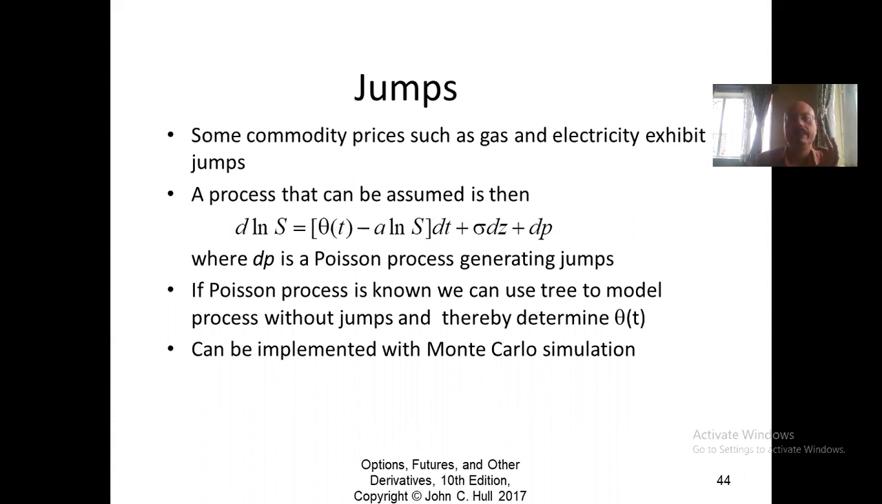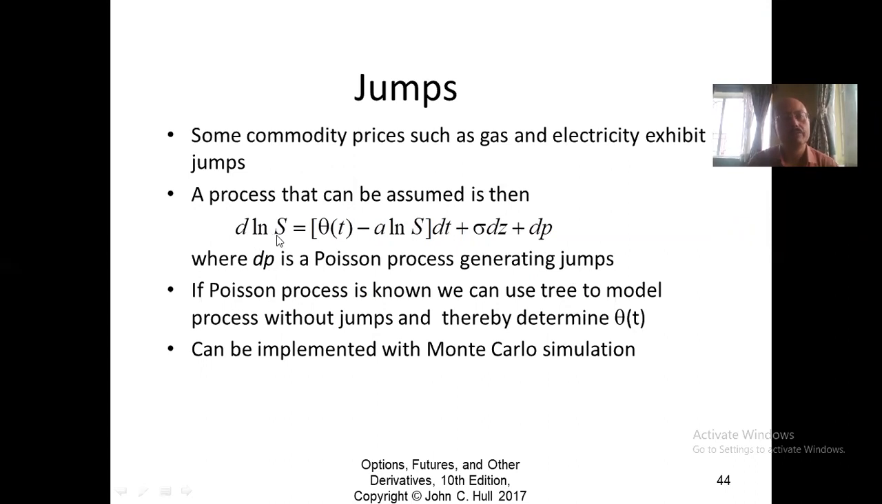For now, I will just say that there are certain commodity prices like gas and electricity prices that exhibit certain jumps, and jumps are discrete, so they cannot be modeled using the normal distribution. As you can see, we already have a nice structure here with the Brownian motion. So one way of modeling such processes would be to allow for a discrete jump along with the other continuous error process. So this is one popular model in the gas and electricity market.